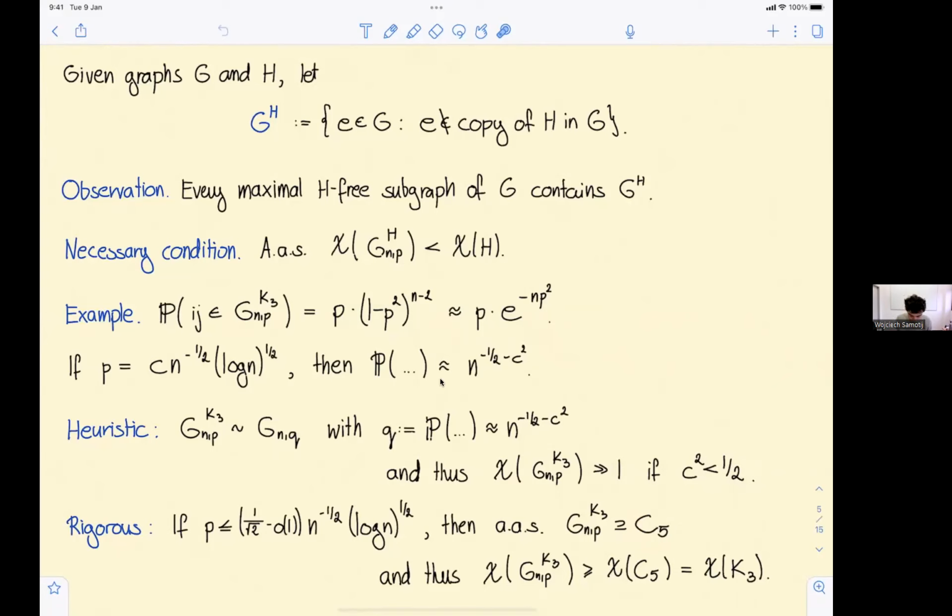So under this assumption, a typical sample from G(n,p) contains 5 edges which form a 5-cycle, and moreover, none of these edges belongs to any triangle. And in particular, every largest triangle-free subgraph of G(n,p) at this density contains the 5-cycle, which means it's not bipartite. Now, this shows that in order for G(n,p) to be K3-Simonovits, we must be above this threshold.